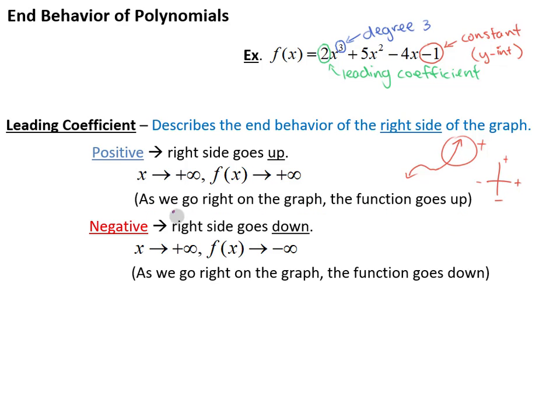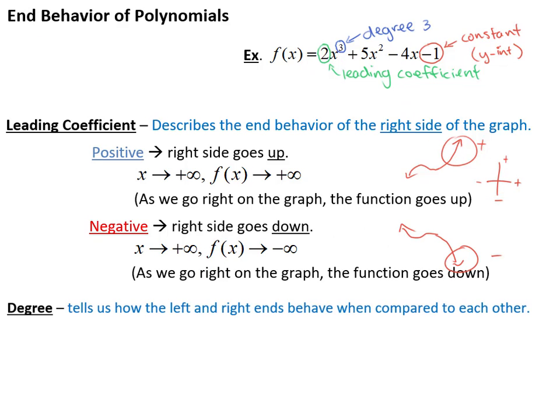Okay, if I get a negative leading coefficient, we know the right side is falling. Okay, again, I don't know what's happening on the left side necessarily yet. It might be rising. It might also be falling. But I know the right-hand side is definitely falling. And this says as we go right on my graph, my function is going down towards negative infinity, right? So as we go to the right, my graph is going towards the negative numbers. It's going down on the right.